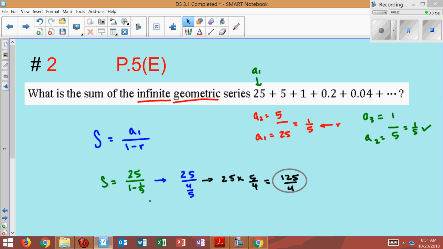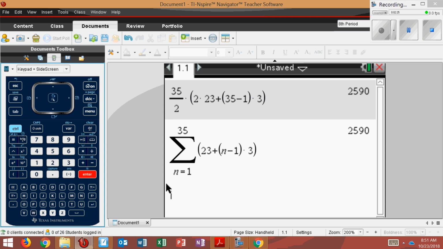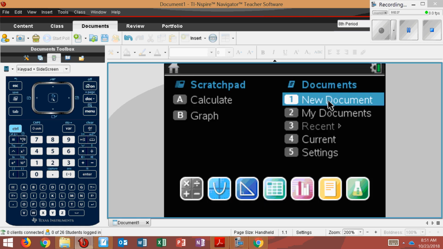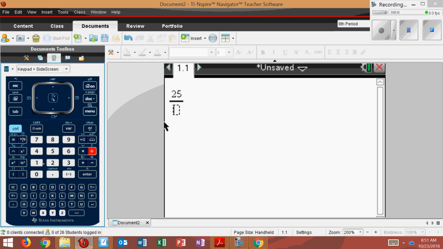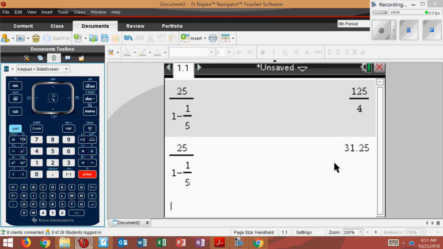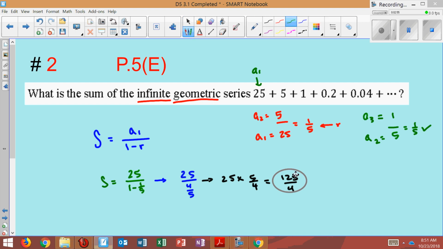And so let's check it in the calculator. I'll come back over here, and I'll clear this out. And we would say 25 divided by 1 minus 1/5. Press enter. We do get 125/4, and if you want that as a decimal, that'd be 31.25. I got that by pressing Control Enter. So we could change this to 31.25.